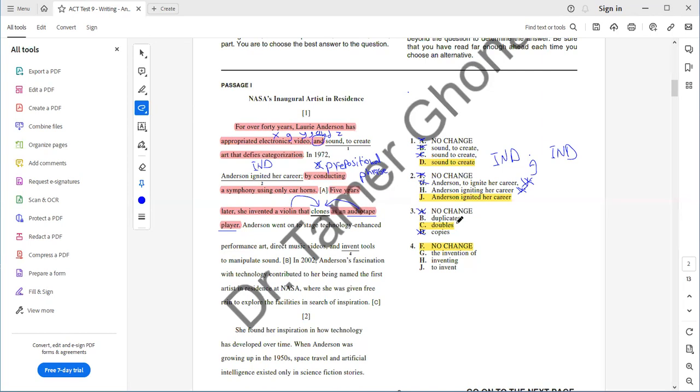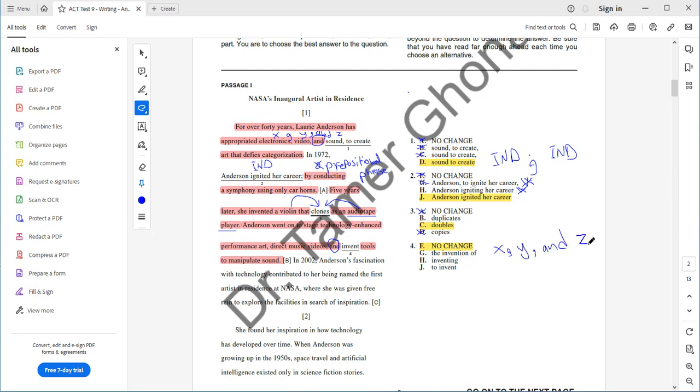Yes. Okay. Let's go with Engineer Ziad. Engineer Ziad, number four. And take care that there is "and". The problem with "and" every time is that we're going to look at parallelism. Read, please. Anderson went on to stage technology-enhanced performance art, to direct music videos and tools to manipulate sound. Okay. Manipulate sound. The same rule as number one: X, comma, Y, comma, and Z.